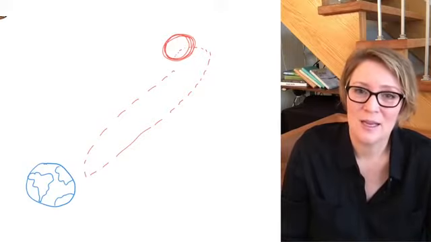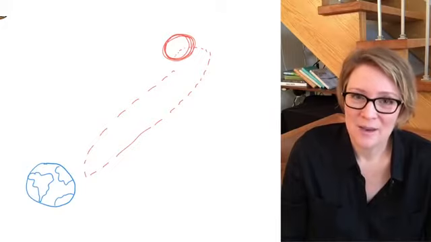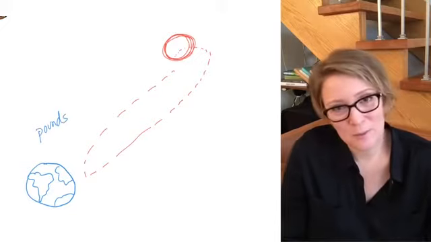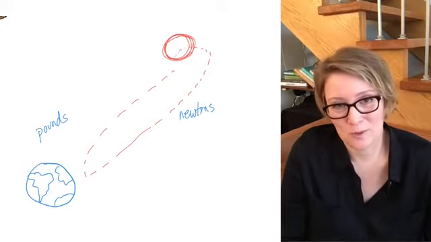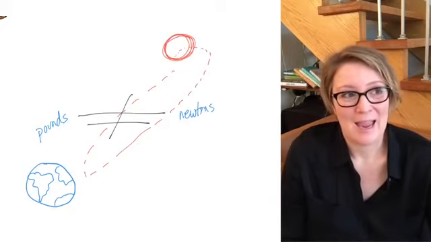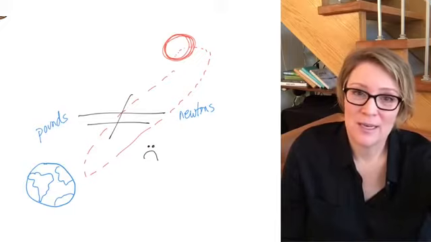It was lost to us, and in the post-analysis, it was discovered that the reason that the spaceship was lost is that part of the spaceship was calculating in pounds, and part of the spaceship was calculating in newtons, which is a different unit of measurement. And so it was a fundamental data cleaning error that caused this very expensive, very important piece of machinery to be lost to us forever.